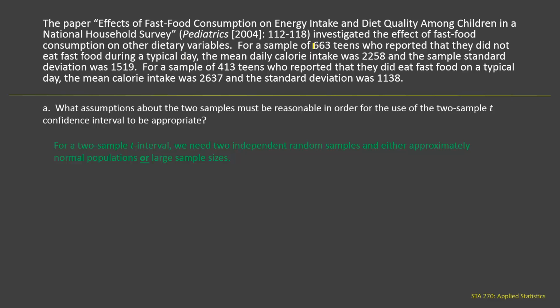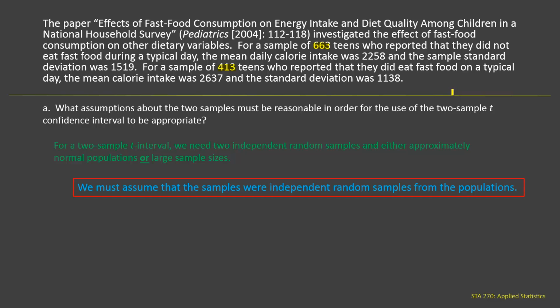So we had a sample of 663 and in the other group we had a sample of 413. Those are definitely large. So we don't need normality, but what we do need is two independent random samples. Nothing is given about that, so that's the assumption that we need to make here. We must assume that the samples were independent random samples from the populations.